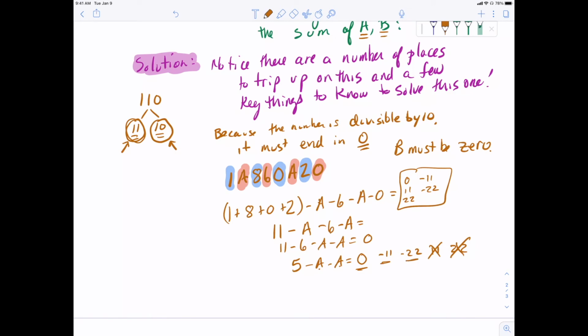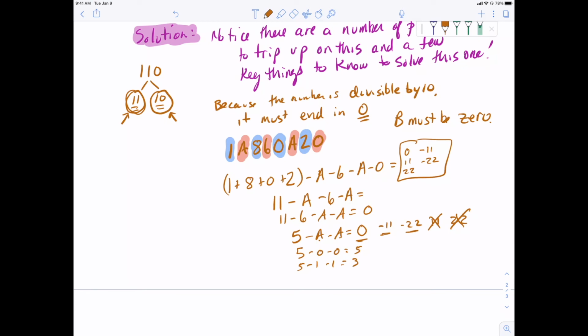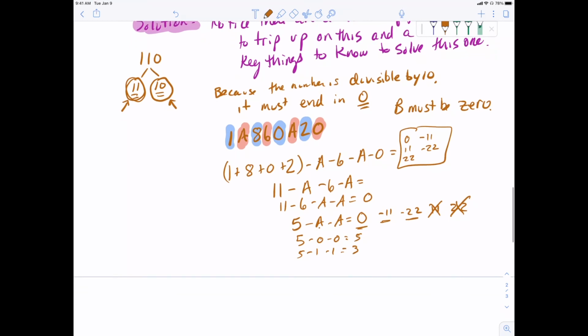Well, 5 minus a number equals 0. Well, it can't be 0 because there's no number that will give you 0. Like if I chose 5 minus 0, that equals 5. 5 minus 1, that equals 3. For those of you who know algebra, this is a little bit easier, but I'm just doing it without algebra. So 5 minus 2 equals 1, and then 5 minus 3 equals negative 1. So there's no way to make 0 by putting a number from 0 to 9 in for A. So it can't be 0.